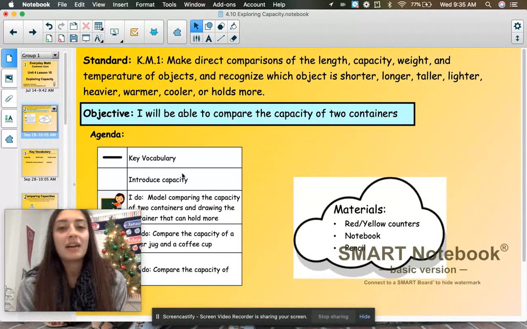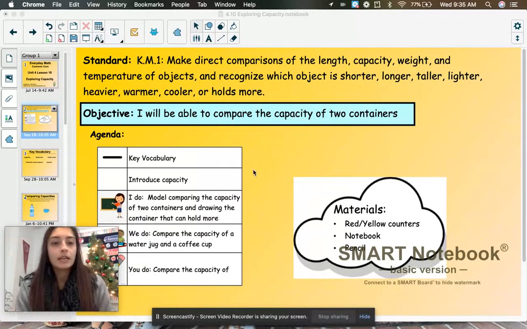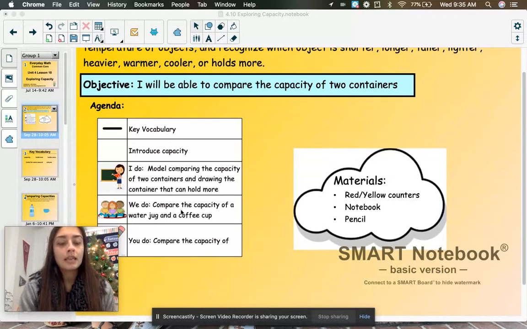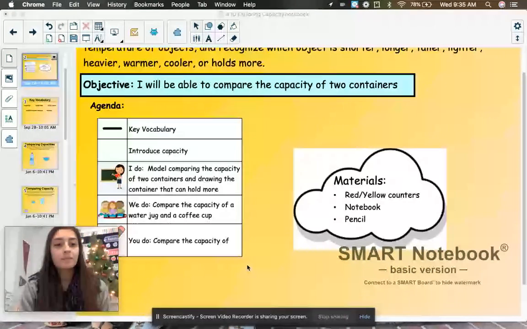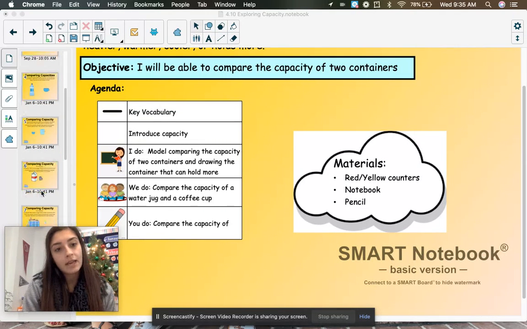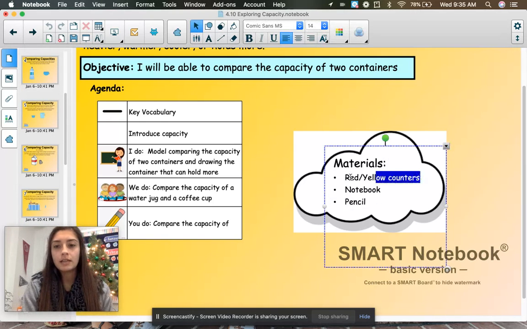Today our objective is I will be able to compare the capacity of two containers. So we are going to look at some key vocabulary. I'm going to talk a little bit about what capacity is, and then I will model comparing the capacity of two containers and drawing which container holds more in my notebook. Then together we're going to compare the capacity of a sand bucket and a bowl, and then on your own you're going to compare the capacity of a pool and a water bottle. So today you're just going to need your notebook and a pencil.